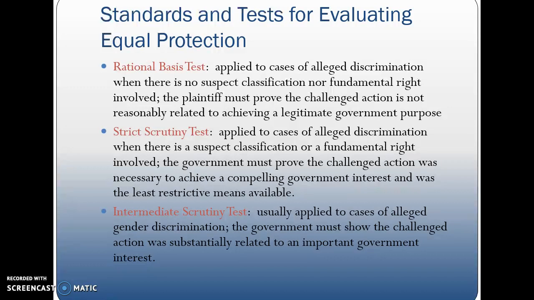It is applied to cases of alleged discrimination when there is a suspect classification or a fundamental right involved. What that means is a suspect class is race, religion, origin, and a fundamental right are your Bill of Rights. So if the government imposes legislation that is going to infringe upon, deny, or dilute your right, then we apply the strict scrutiny test.